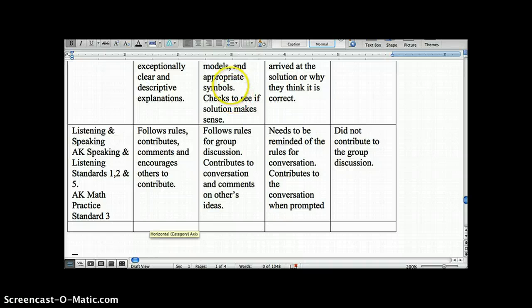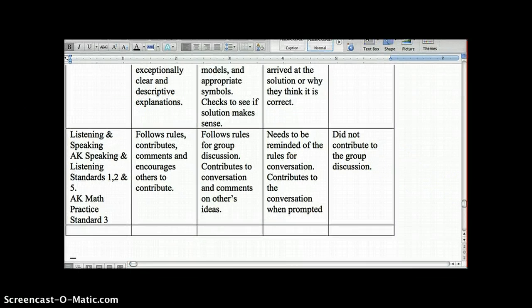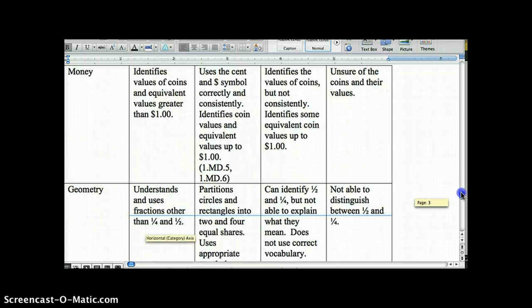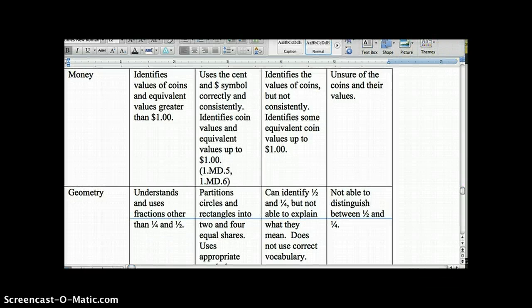So this column right here is my 3, and if they do these things, they are meeting the expectations. And the things in this column over here are things that would exceed expectations. So just for example, understands the use of fractions other than 1/4 and 1/2. So if they use like 1/3 or 1/6, for example, then they would get a little bit higher score.